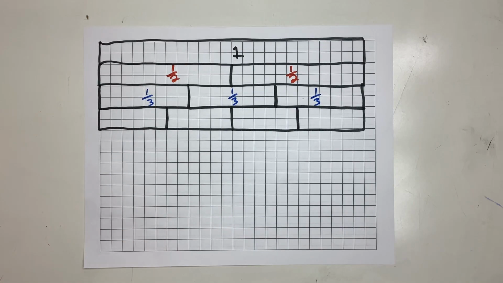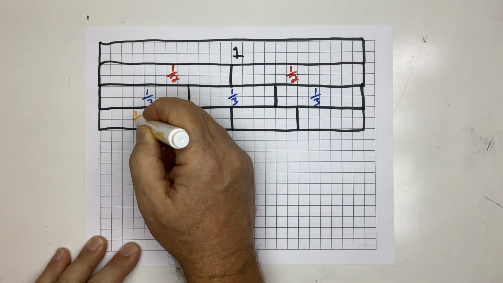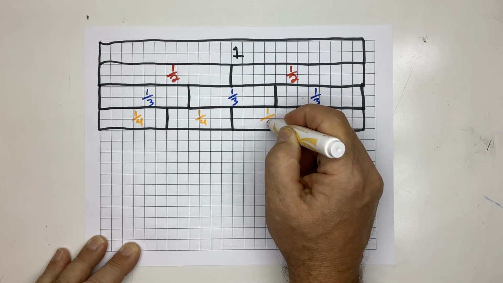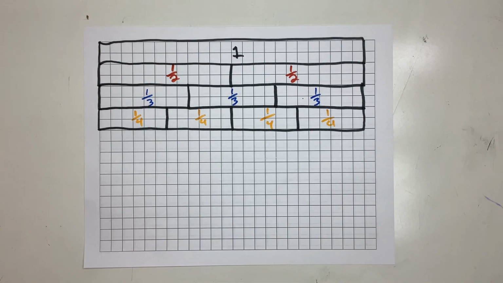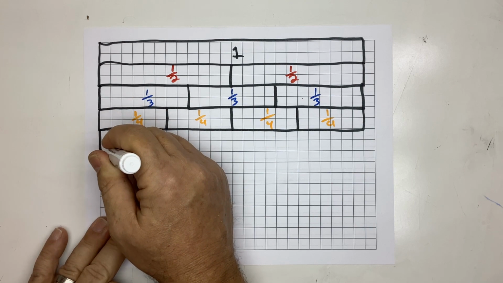And I'll use a different color for fourths. Let's go with this yellowish orange, it looks like. 1/4, 1/4, 1/4, and 1/4. So go ahead and do 2 more rows of 24.